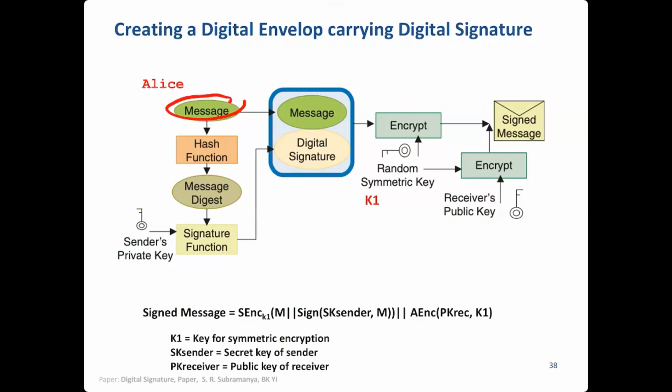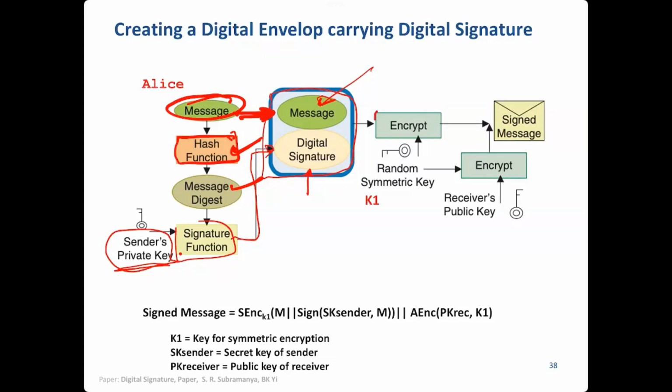Alice has a message. The message goes as it is, and she creates a signature using a hash: she gets the hash, then signs it using her private key. This becomes the signature. She attaches the signature to the message, which is a normal practice. Now this is in the open, in plain text, so it must be encrypted, because confidentiality is lost.